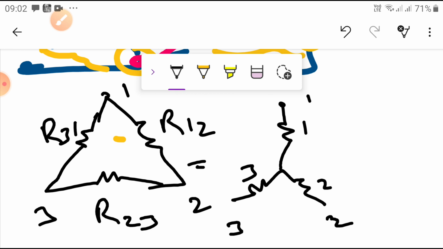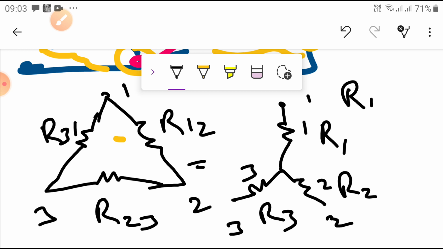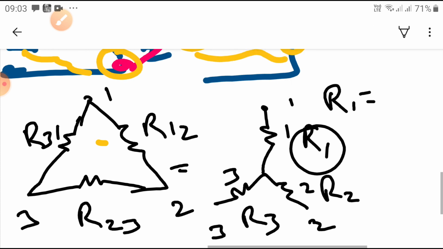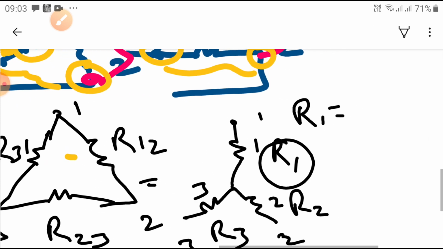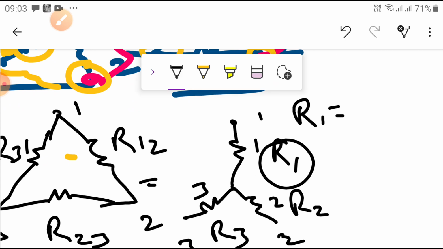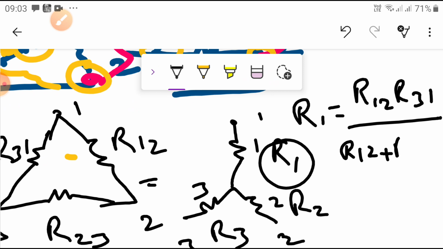So how to know this? Here the terminals: R1 is required, R2 is required, R3 is required. Then R1 is equal, simply I can write it by seeing the equation itself. What is the value? R1 is equal to R12 into R31 divided by R12 plus R23 plus R31. Simple. How we are going to get it?